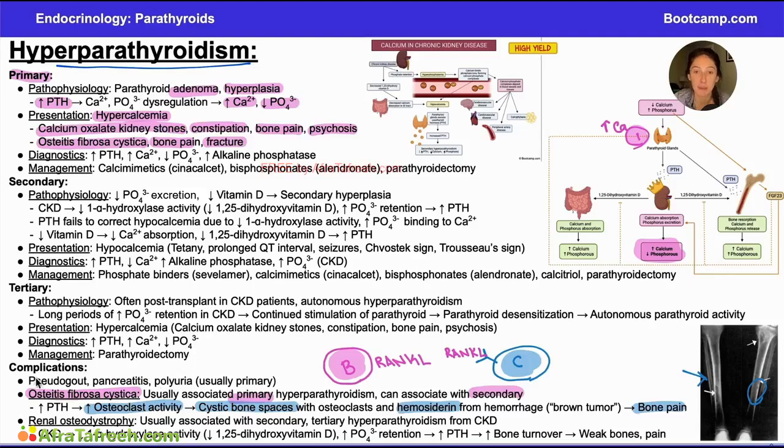Patients with primary hyperparathyroidism may also present with pseudogout. Remember, pseudogout is calcium pyrophosphate, so if we have increased levels of calcium in the blood, there's some thought that there could be an association there. Additionally, pancreatitis.